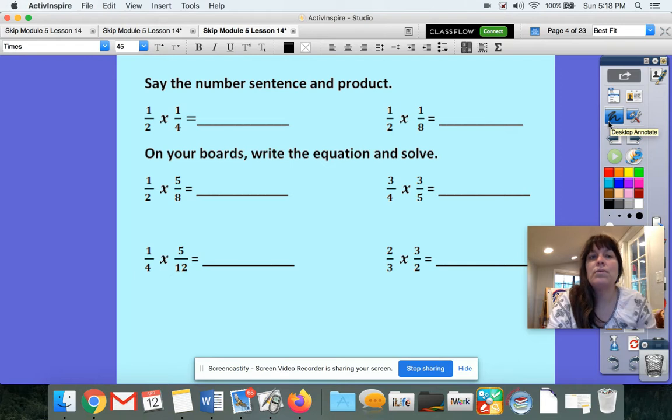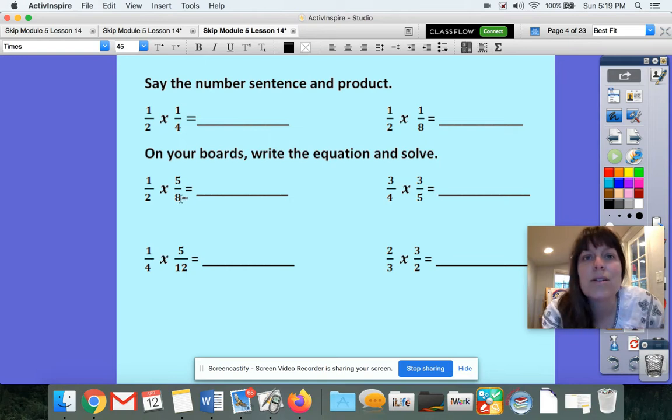1/2 times 1/4 equals 1/8. The next one, 1/2 times 1/8 equals 1/16. On your board or your piece of paper now, you're going to write the equation and solve. 1/2 times 5/8. This is a good time for you to pause. And then when you have the answer, you unpause to hear what the answer should be.